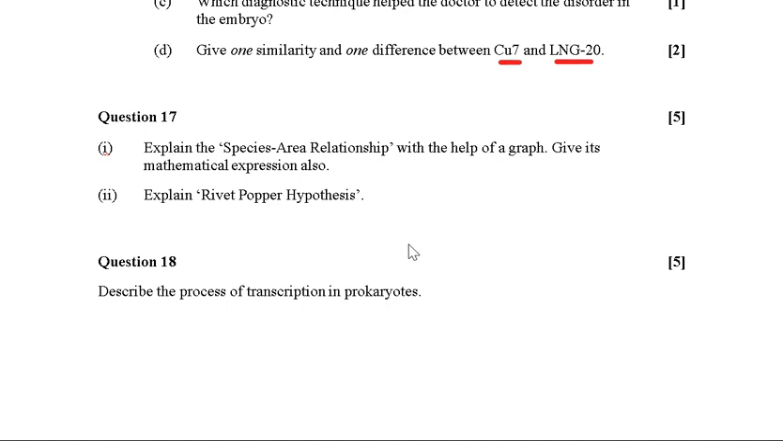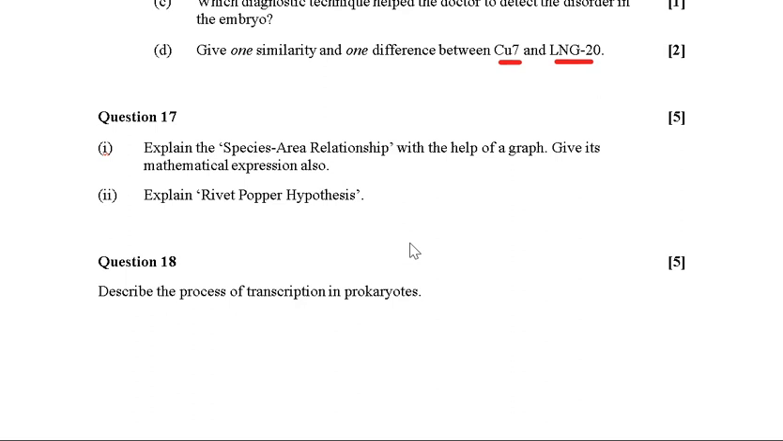Then next is mainly asking again from one topic, that is the Rivet-Popper hypothesis. It is mainly asked from biodiversity and its conservation. Paul Ehrlich of Stanford proposed the Rivet-Popper hypothesis for the effect of decrease in biodiversity on the ecosystem.